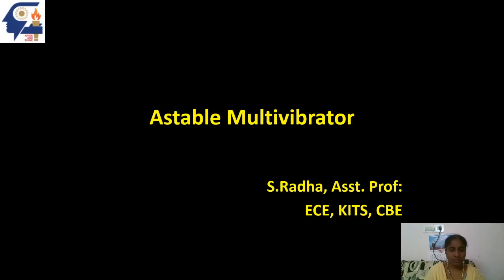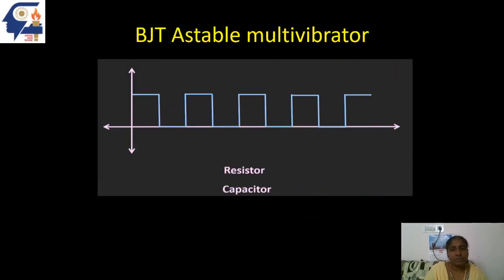Hello, in this video we will see how an astable multivibrator works. This is the general output waveform we get in an astable multivibrator. It will have two quasi-stable states. This is one quasi-stable state and this is another quasi-stable state.